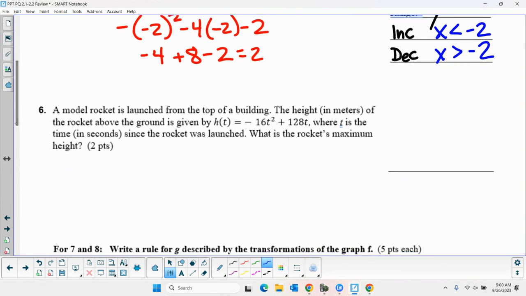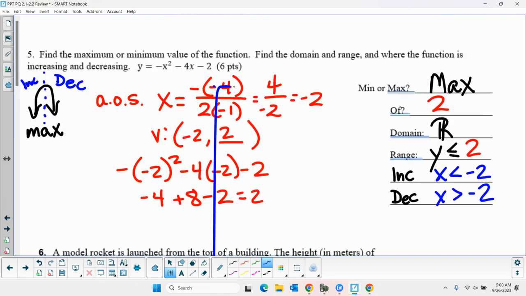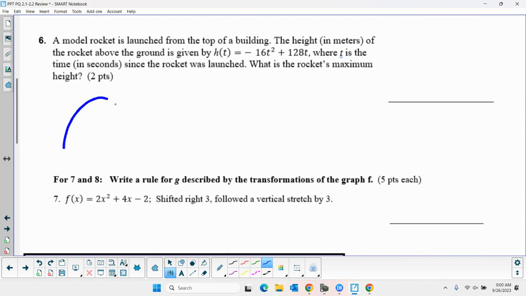This one's only worth 2 points. Okay, we have an equation of this model rocket that goes up and then comes down, like the golf shot, the dolphin, or whatever. What is the rocket's maximum height? Okay, so I need to find the vertex. Basically, I'm looking for a max, so I have to do the same thing. That's what I've been doing.